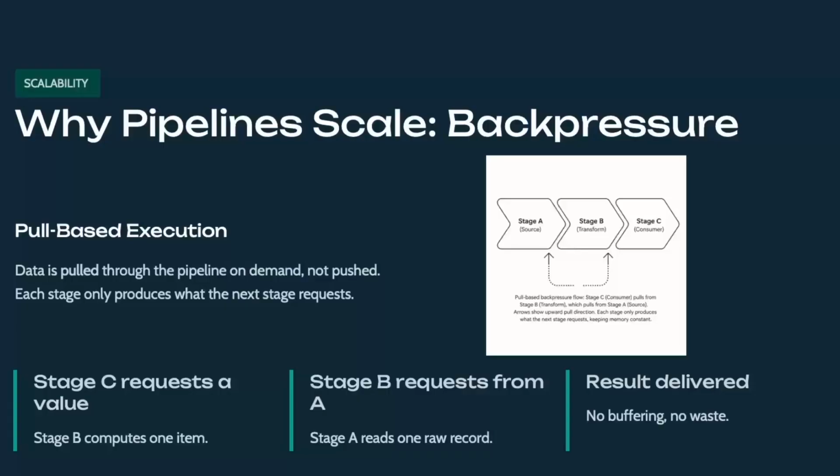Most people imagine data being pushed through a pipeline, but generators actually work the opposite way. The final stage requests data, and the request moves backward through the pipeline. For example, the consumer asks for a value. The transform stage requests data, then the filter stage requests data, then the reader loads one record. Only one record moves through the system. This approach is called pull-based execution. I want you to remember that, because data is only generated when someone requests it. This minimizes memory usage and prevents unnecessary work.